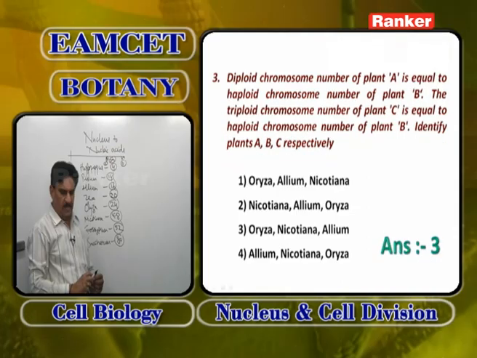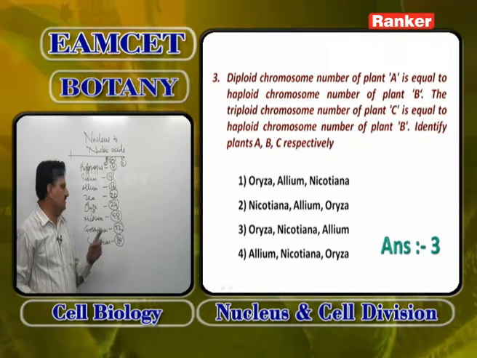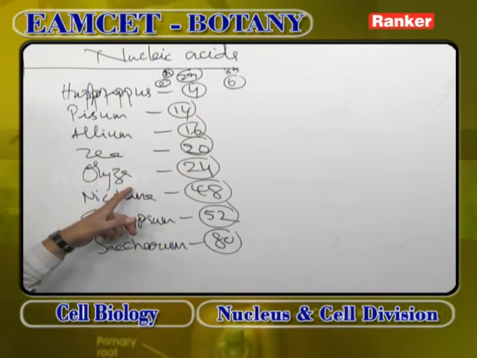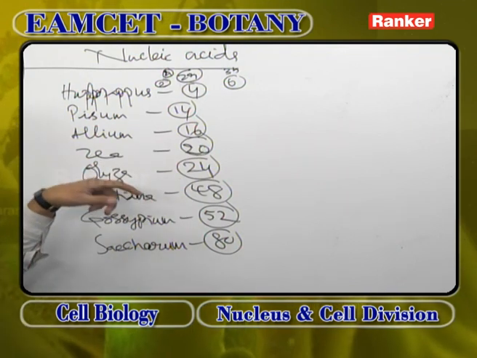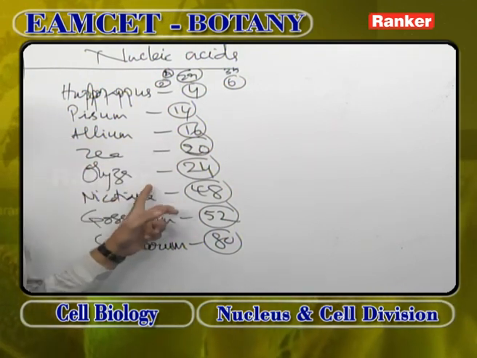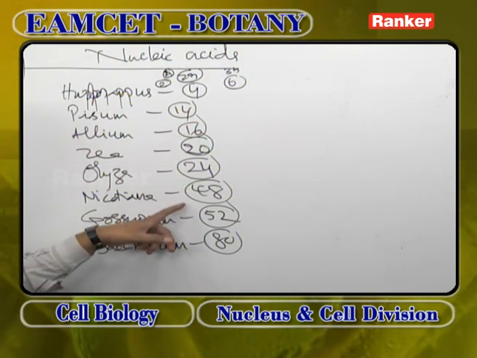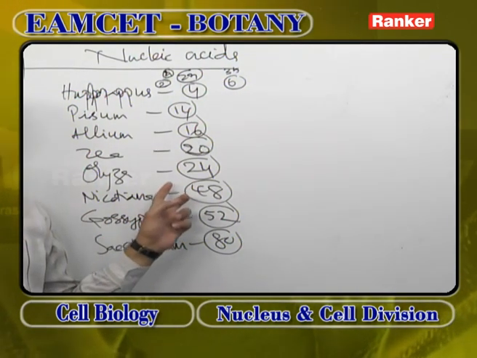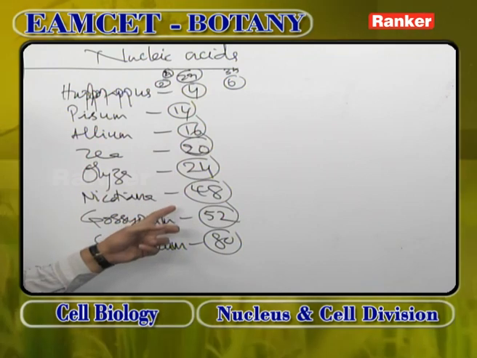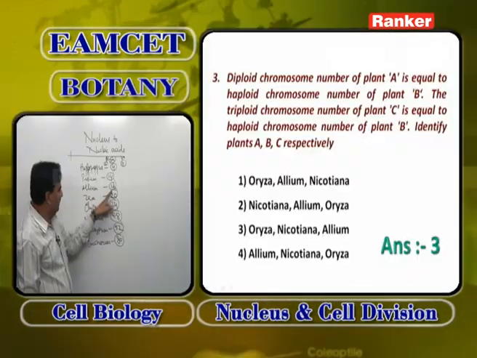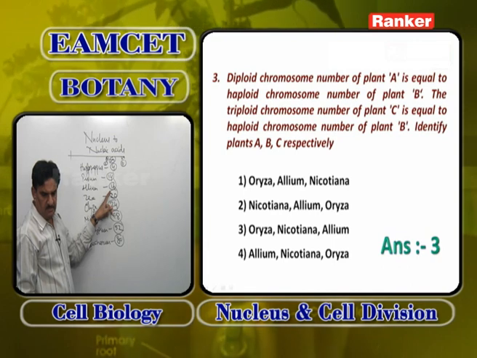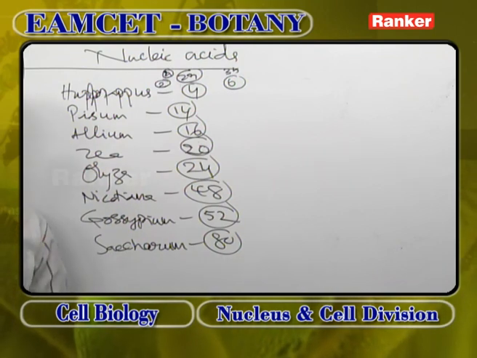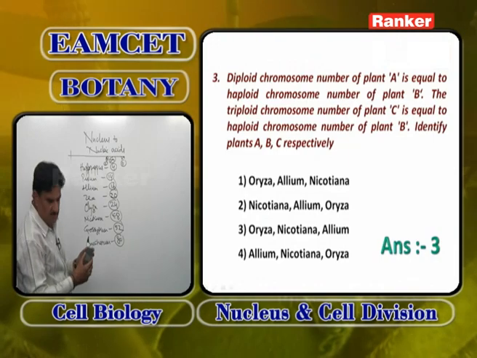Diploid chromosomal number in plant A. Here Oryza is 24. The diploid number of chromosomes of a plant A is equal to the haploid number of chromosomes of plant B. 24 half is 12. So the haploid number of chromosomes in Nicotiana is 48, half will be 24. Then the triploid number of chromosomes of the plant C here is Allium. Triploid number of chromosomes of Allium is 24, equal to the chromosomal number of the plant B. B is just now we told, Oryza. So for this the answer is Oryza, Nicotiana, Allium.